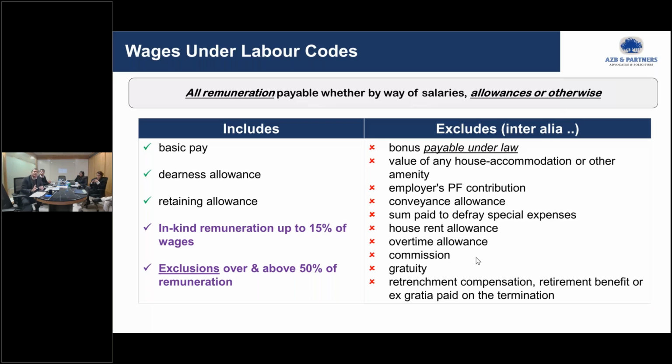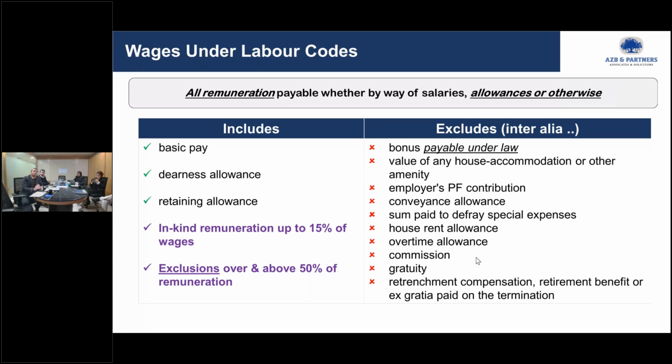The benefit which the codes are giving here is the fact that you have one single definition now of a wage, right? You don't have to go to the PF law to see what is the wage definition, what is the inclusion, what is the exclusion. You don't have to go to gratuity. You don't have to go to, let's say, an ESI. The wage is one single particular definition.